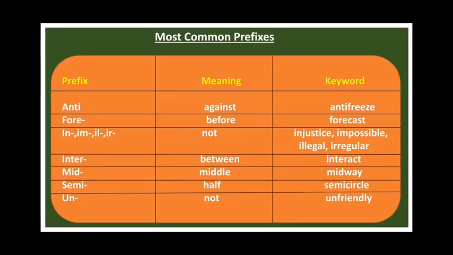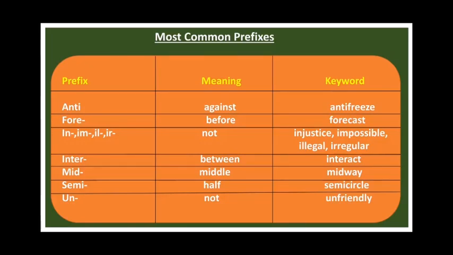These are most common prefixes. First one is anti, which means against. So the keyword is antifreeze. So we have the root word, that is freeze. So when you add the prefix anti, it becomes antifreeze. Next is fore, which means before. So when you add fore to cast, it becomes forecast.